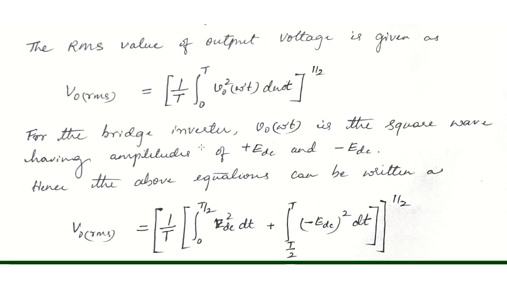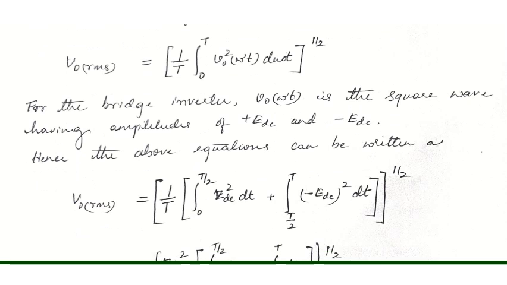Since we know that the bridge inverter output is also a square wave, similar to the half bridge inverter, the only difference here is the square wave has the amplitudes plus EDC and minus EDC, whereas in the half bridge inverter, we had plus EDC by 2 and minus EDC by 2.